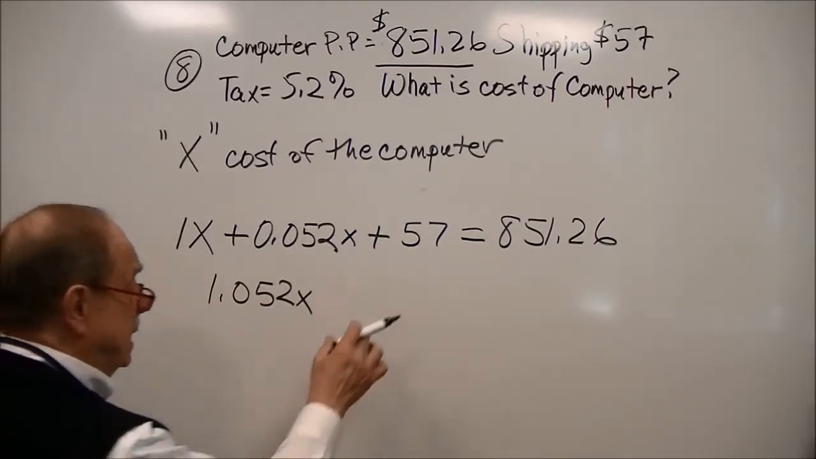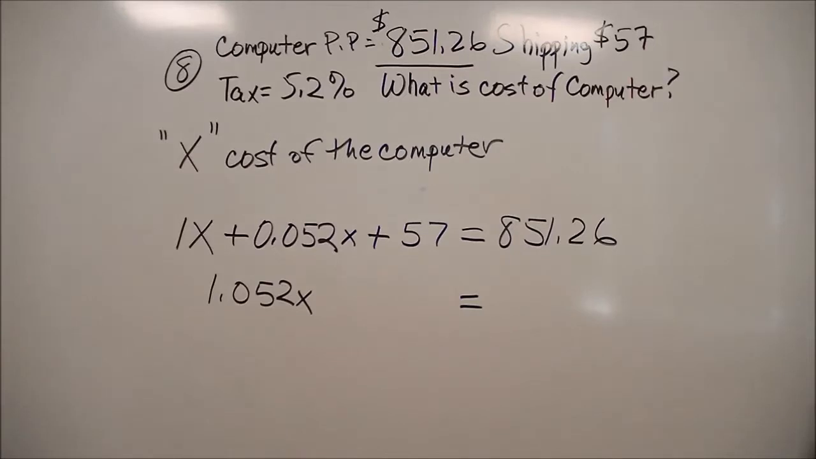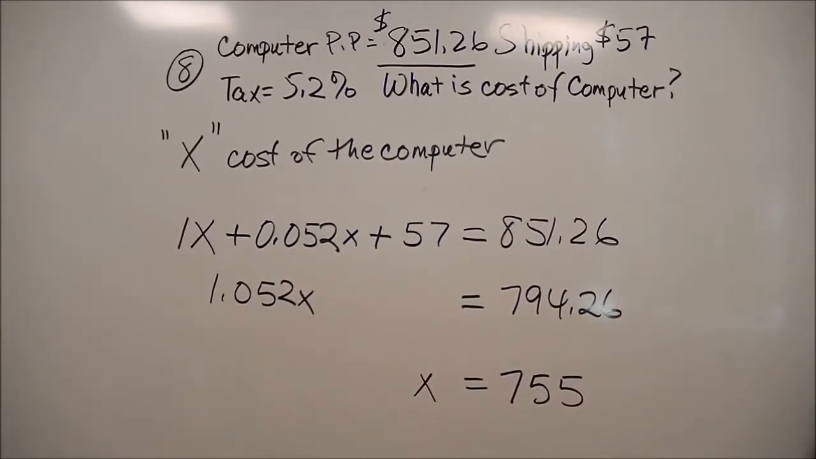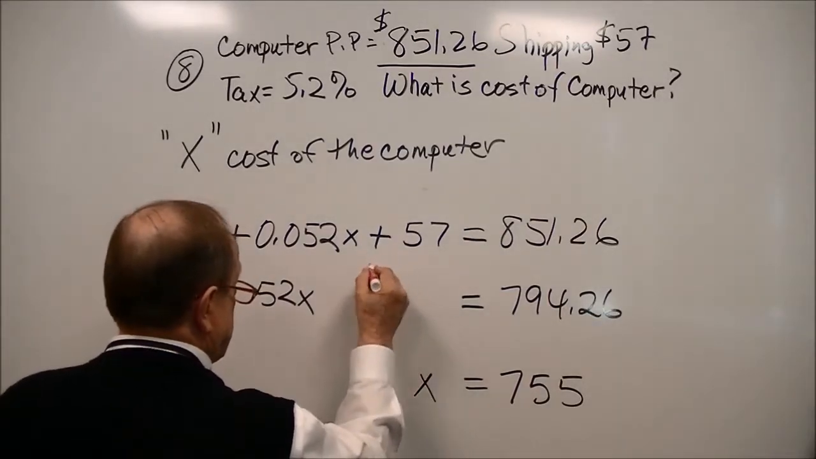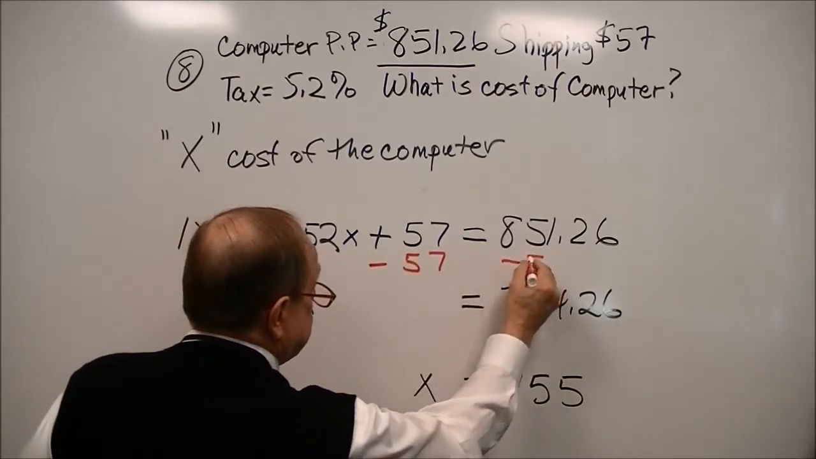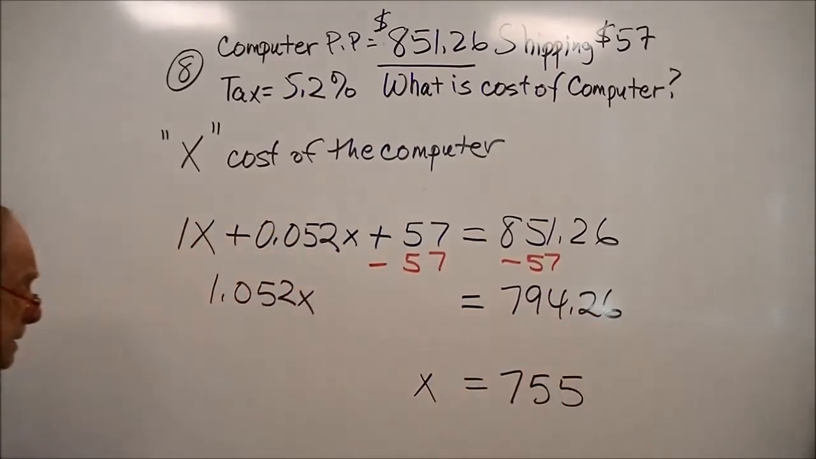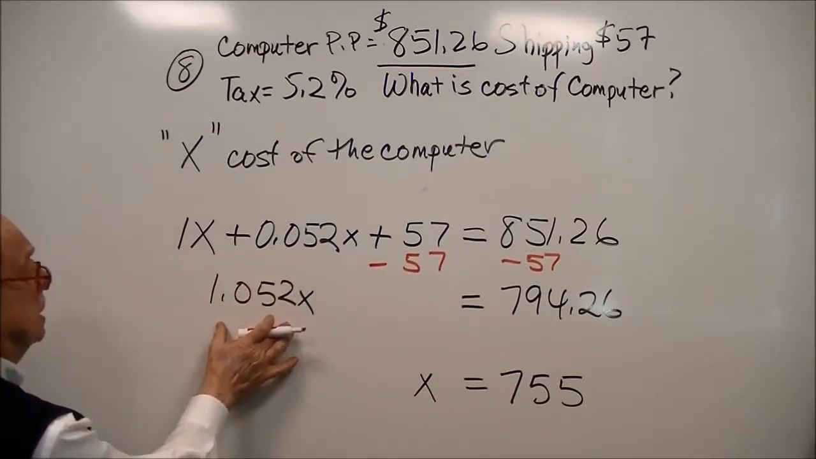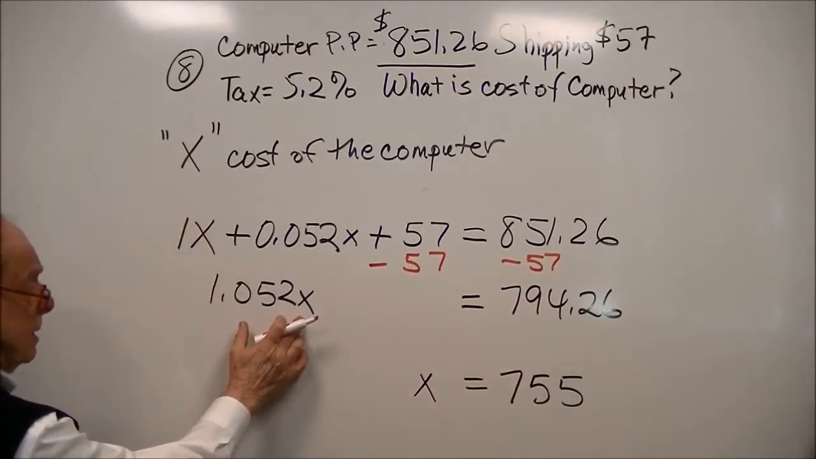I'm now going to subtract 57 from both sides. And I will continue this. So when I subtract 57 from both sides, I get $794.26. And now I have my total equals this. Now how do I get x all by itself?